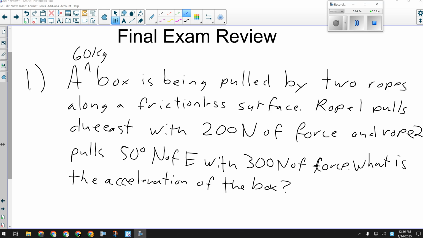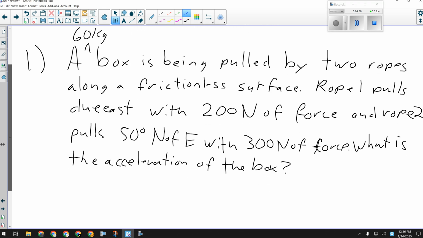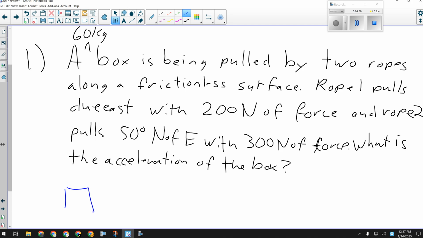So the first thing is, we draw our free body diagram. We've got a 60 kilogram box. There's a 200 newton force that is due east.